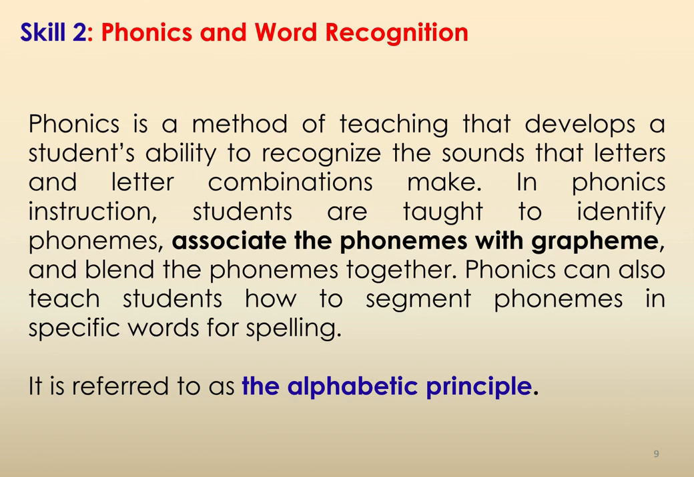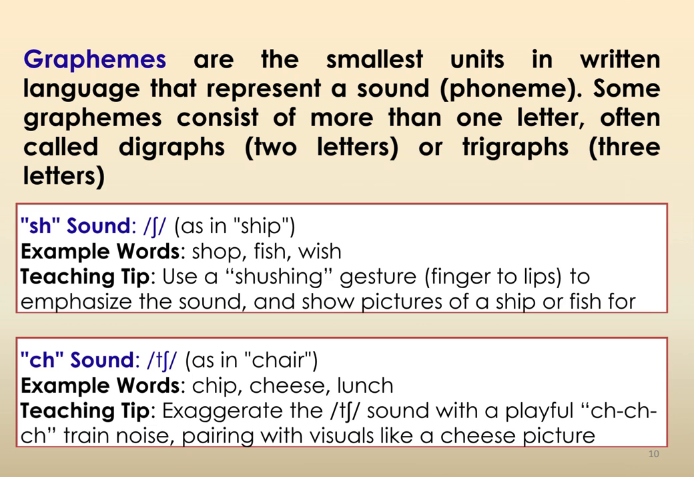The alphabetic principle. So, what is a grapheme first? When teaching phonics, we introduce the concept of a grapheme, which is the smallest written unit that represents a sound. Sometimes a grapheme is just one letter, but often it consists of multiple letters. It could be two letters, for example, such as digraphs. Take the sh digraph representing the sound sh in words like shop or fish.